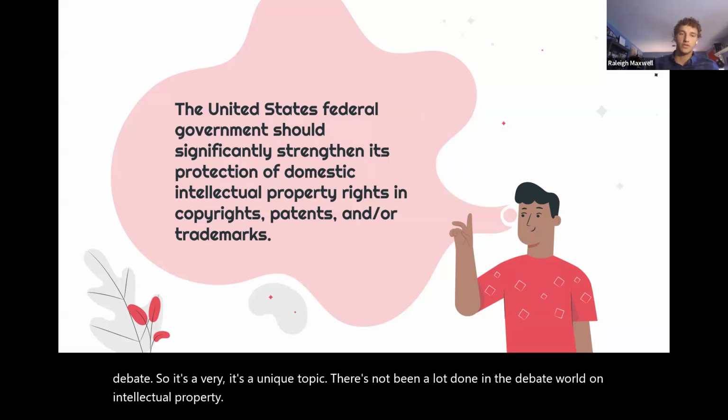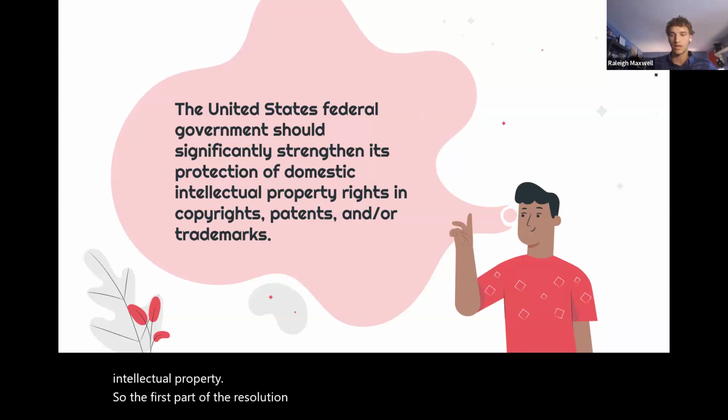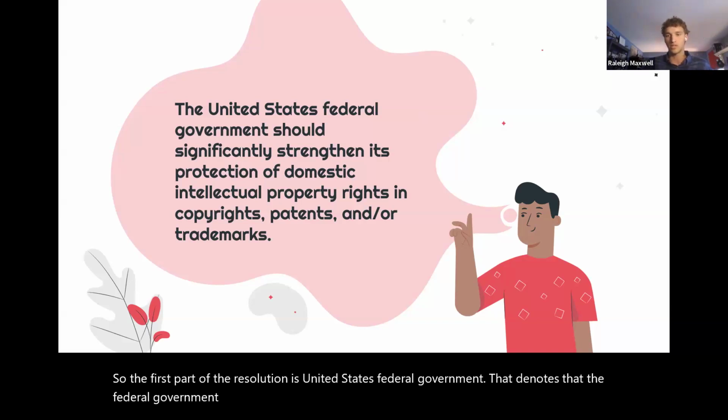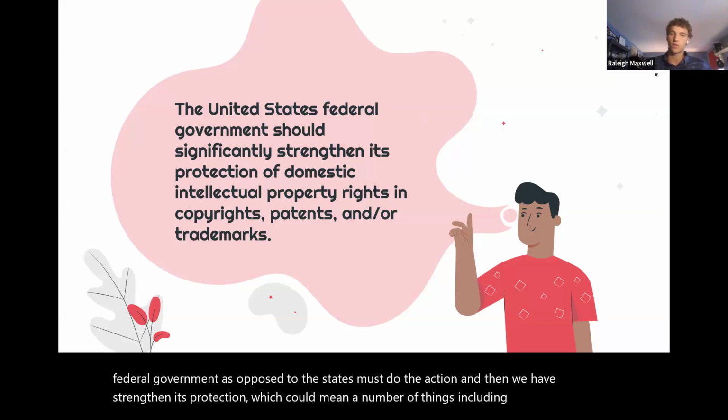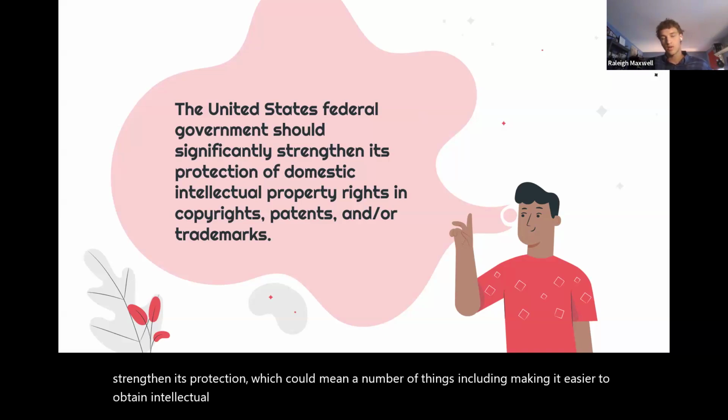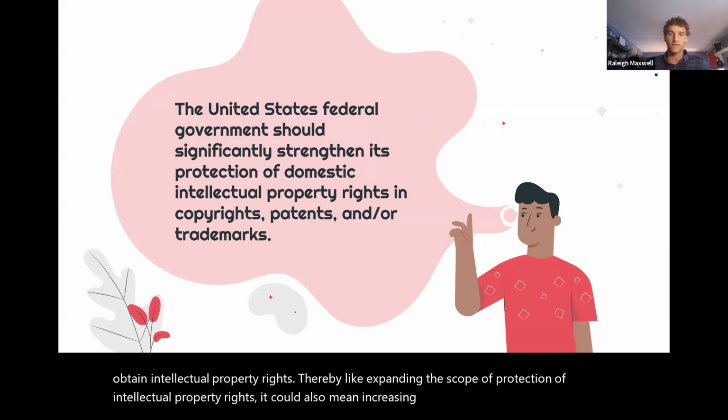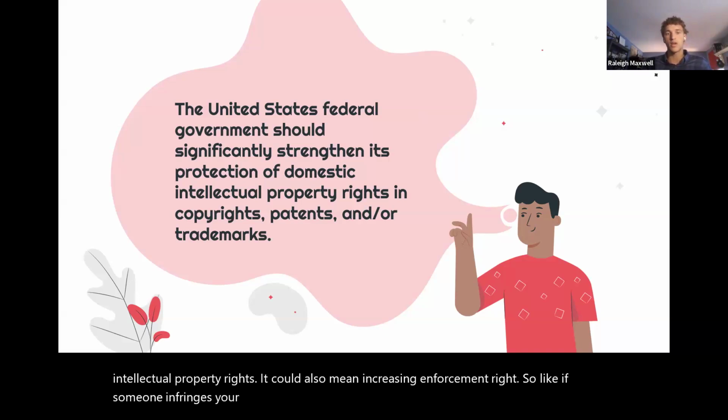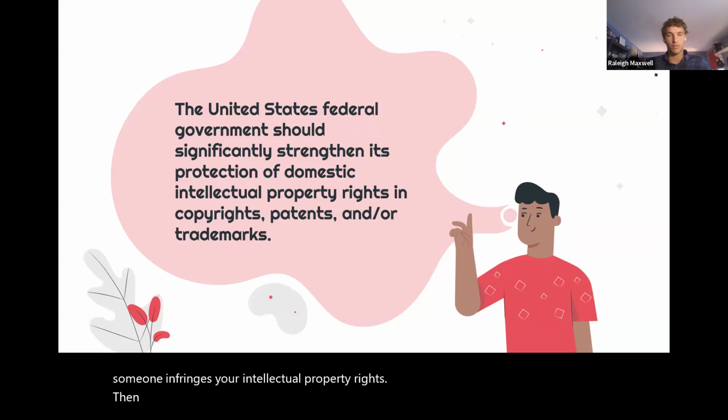So the first part of the resolution is United States federal government. That denotes that the federal government, as opposed to the states, must do the action. And then we have strengthen its protection, which could mean a number of things, including making it easier to obtain intellectual property rights, thereby like expanding the scope of protection of intellectual property rights. It could also mean increasing enforcement, right? So like if someone infringes your intellectual property rights, then you can be provided a remedy to that infringement, which we'll talk more in depth about later.